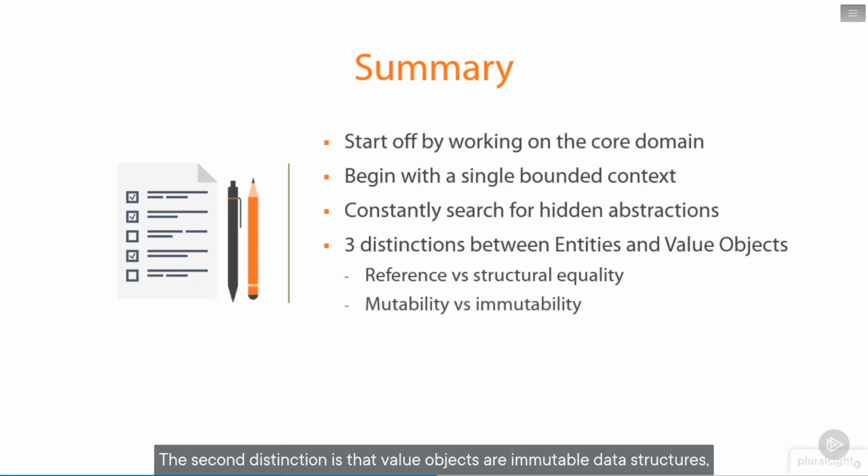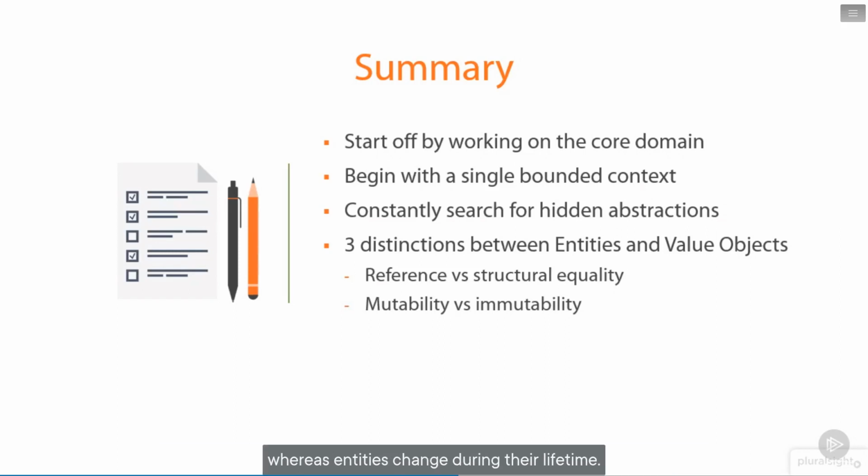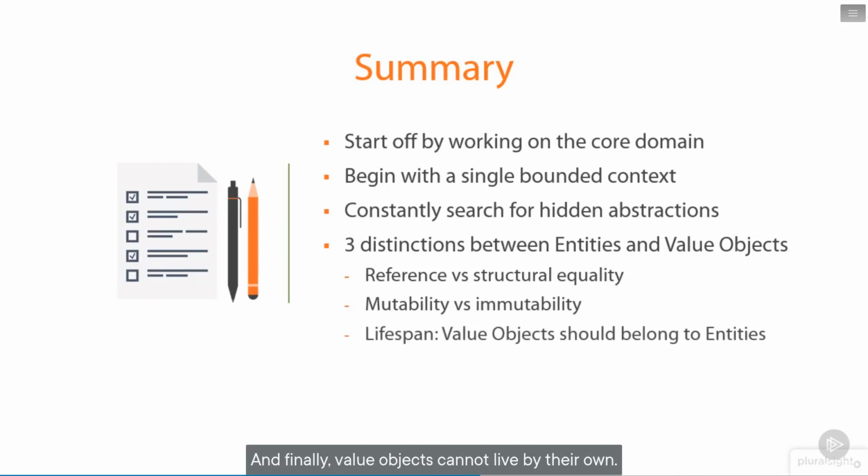The second distinction is that value objects are immutable data structures, whereas entities change during their lifetime. And finally, value objects cannot live on their own. They should always belong to an entity. In our application, for example, the money value object doesn't make sense without a snack machine. A snack machine composes two money instances. It also means that value objects shouldn't have their own tables in the database. We will elaborate on that topic in the next module.